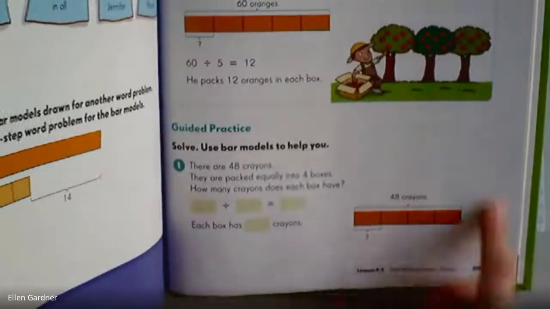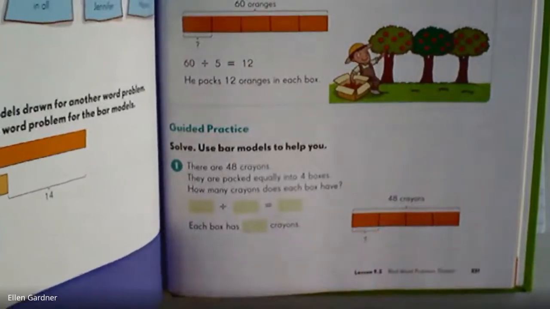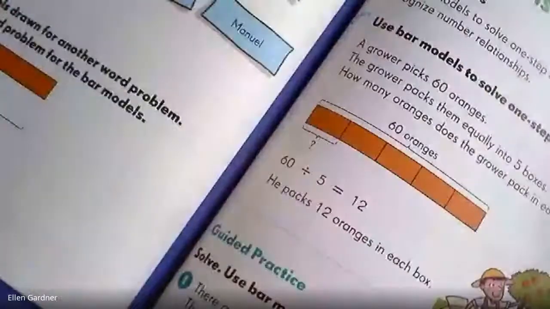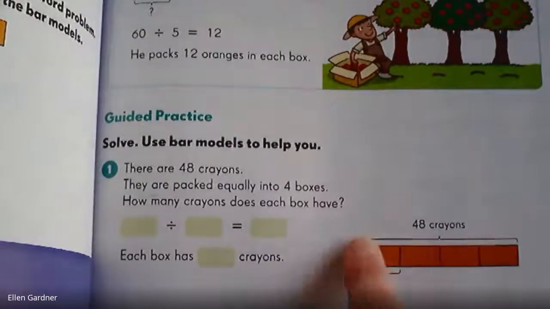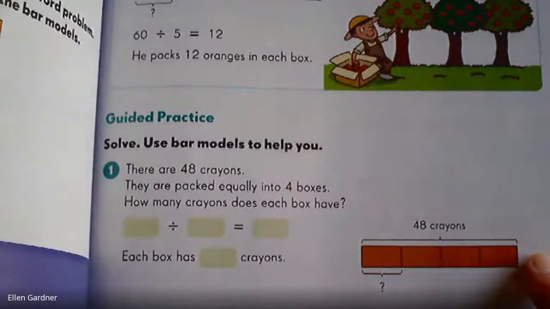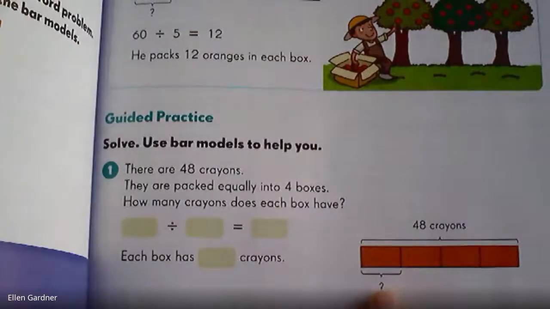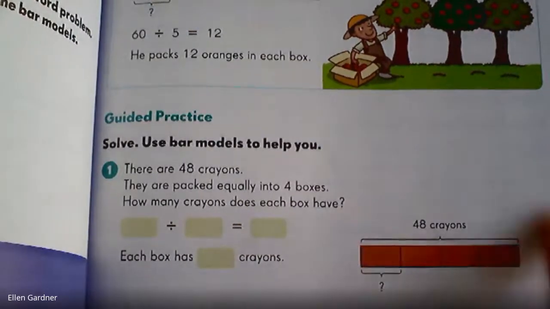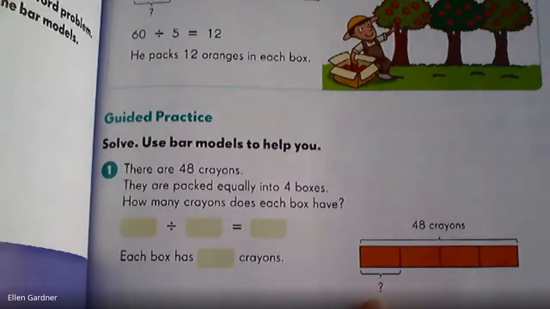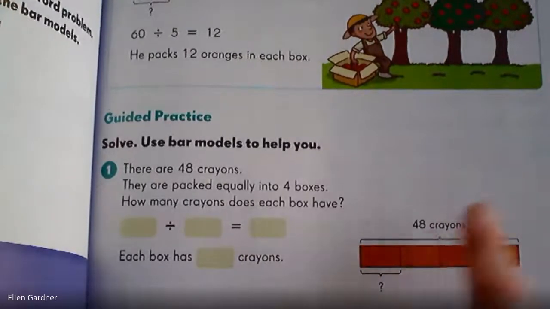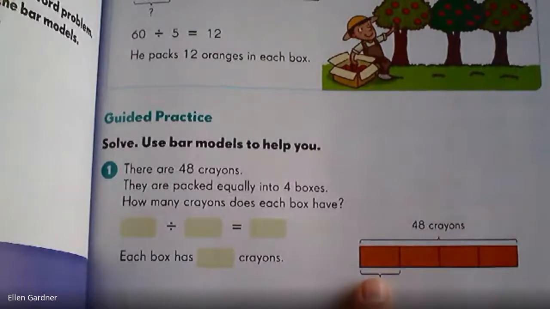Okay, here is one that's partially done for us. We have a part-whole bar model here, once again with the total amount. And what we're looking for is how much each unit is equal to. Whenever you see that we've got a whole amount, we know the number of groups, and we're trying to solve for what each unit is, we know that we need to divide. We're dividing our whole by the number of groups.